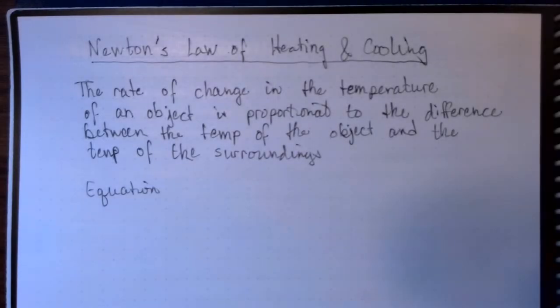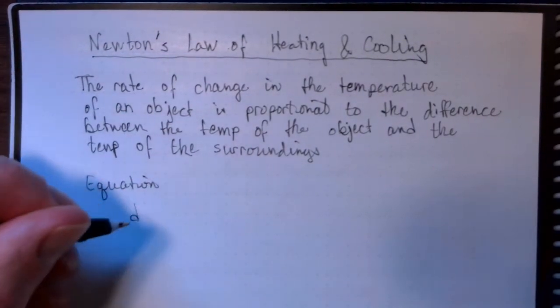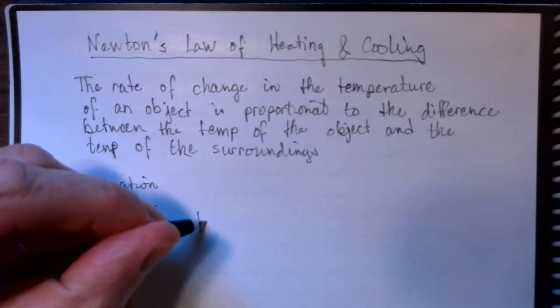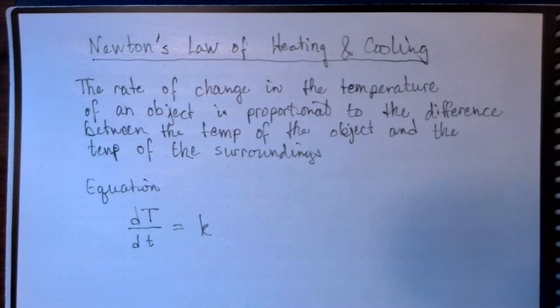Okay, so here we've got a statement of Newton's law of heating and cooling. And it says the rate of temperature change for an object is proportional to the difference between the temperature of the object and the temperature of the surrounding medium. So, change in temperature with respect to time is proportional to, in other words, is a constant multiple of the difference between the temperature of the object and the temperature of the surrounding medium.